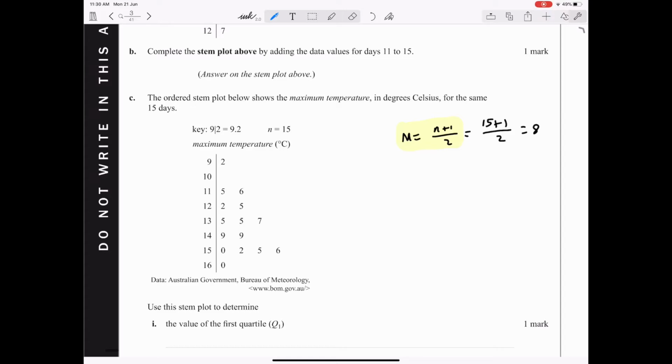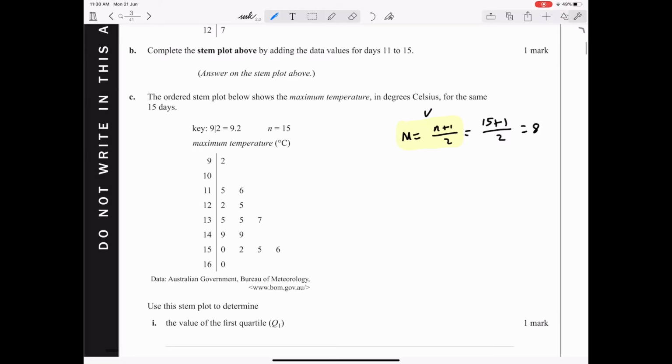Question 1c. The ordered stem plot below shows the maximum temperature in degrees Celsius for the same 15 days. Use the stem plot to determine the value of the first quartile. So to find the value of the first quartile, we first need to find the value of the median. So the rule for the median is m equals n plus 1 on 2. We know in the question it gives us n is 15. So we sub 15 into the formula, and we get 8.